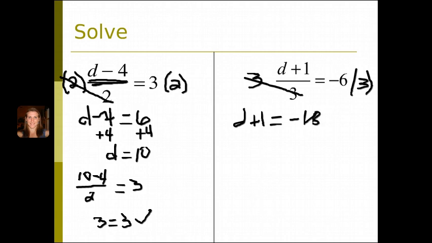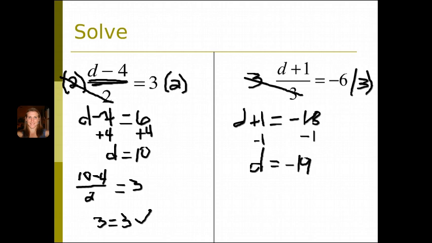Subtract 1 from each side, and you get d equals negative 19.